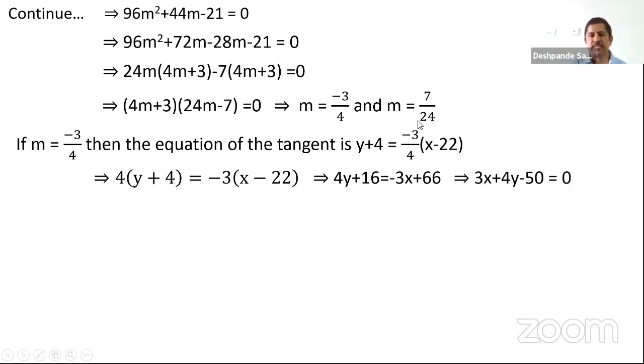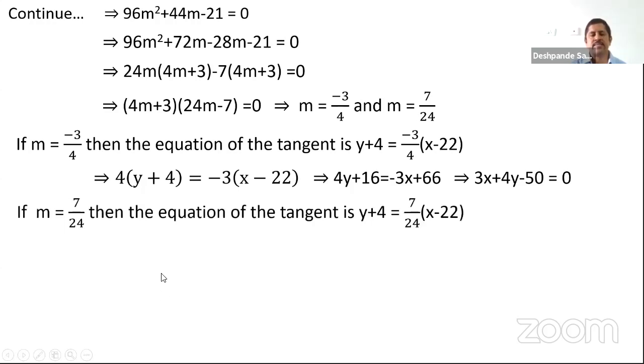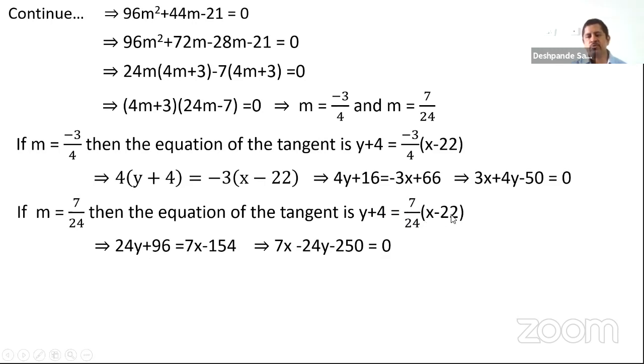Now the second value of m is there. Substitute it here, m is equal to 7 by 24. The equation of tangent is y plus 4 is equal to m, 7 by 24, into x minus 22. So cross multiply this again, 24y plus 24 into 4 is 96 is equal to 7 into x minus 7 into 22 is minus 154. So rearrange this, 7x minus 24y minus 250 is equal to 0.